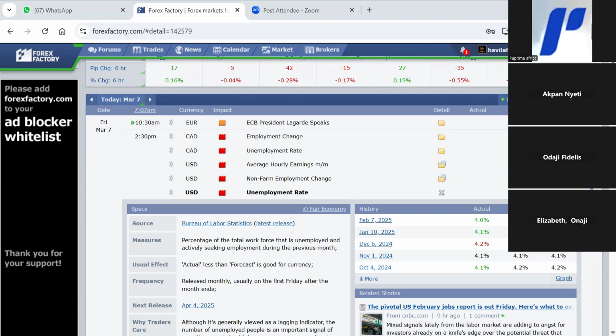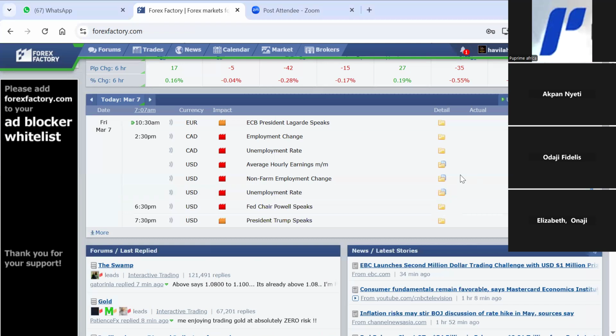So what's the implication of actual greater than forecast and actual less than forecast? For the other two, actual greater than forecast is good for the currency, but for the unemployment rate, which is a percentage, actual less than forecast is good for the currency. What does it mean? It means that when you have fewer people looking for jobs, it shows the economy is growing. If you have more people looking for jobs, if it's a case of actual greater than forecast for unemployment rate, that would be bad for the economy, bad for the country.